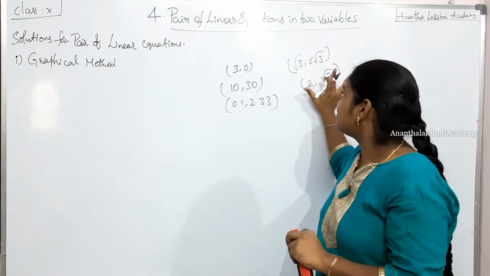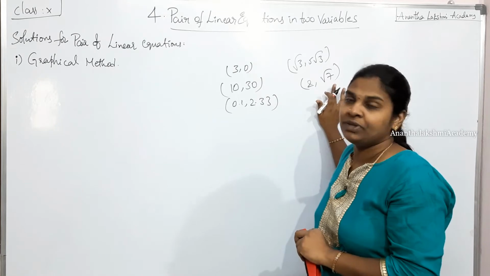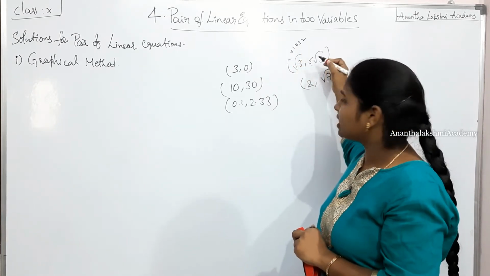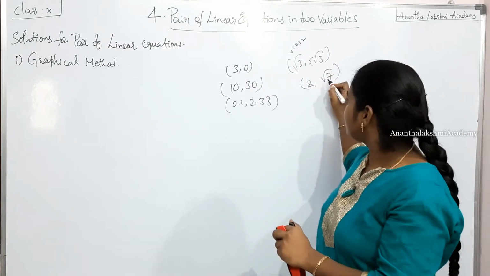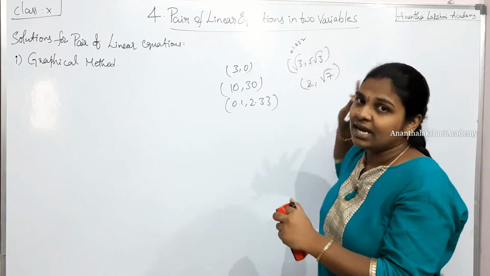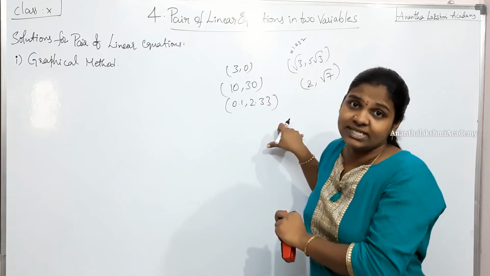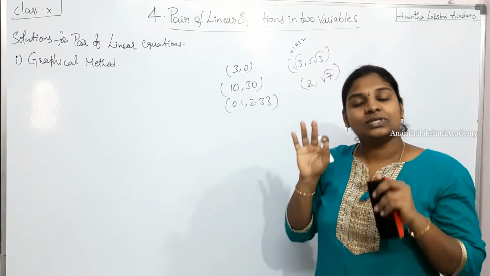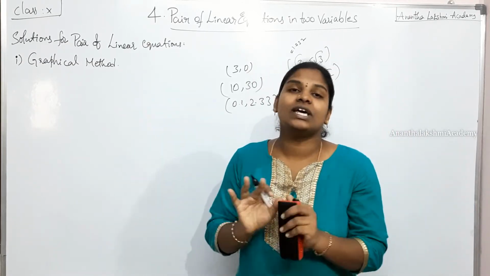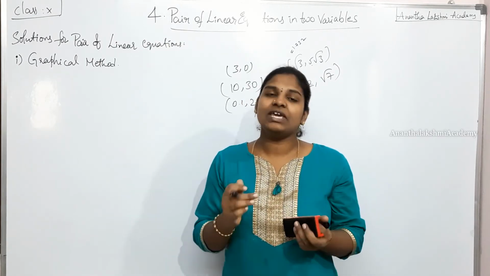So what happens when we encounter coordinates of this type, solutions of this type? Root 3 we can hardly remember as 1.732. If this is 5 root 3, we can multiply and manage. But as the number under the root increases, root 7, root 11, root 13, it is really difficult for us to figure out the values of these and then try plotting on the graph. That is the reason we need alternate methods for figuring out the solutions of pair of linear equations.